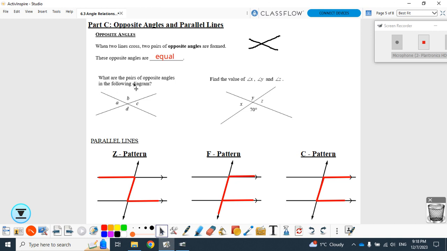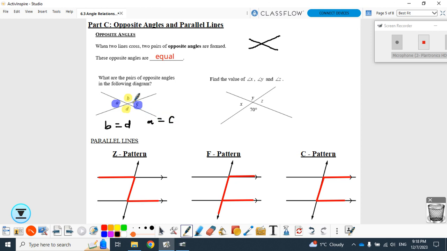Okay, in this first little bit here, they say, what are the pairs of opposite angles in the following diagram? Well, if we had a protractor, we could certainly measure it. But what the protractor would tell us is that angle B, whatever it is, angle D is going to be the exact same thing. Same with angle A and angle C. They would be equal to one another. You can write that down. B is the same as D, and A is the same as C.